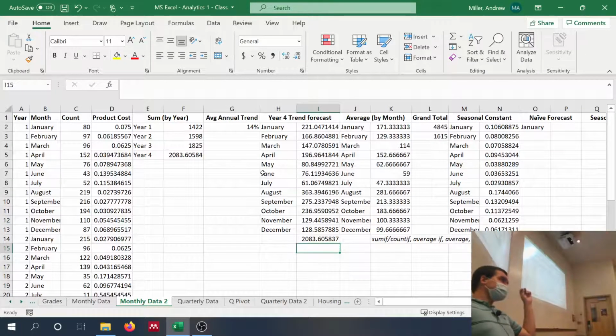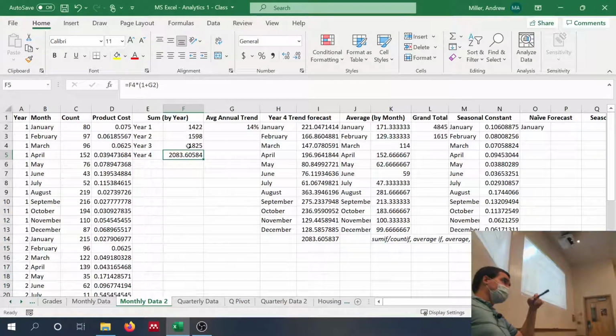Question? So for year 4, what we're doing is we're taking year 3, the most recent year, and multiplying by 1 plus the average annual trend. Does that make sense? Because we're saying we're increasing 14% a year, therefore we take the previous year and multiply it by 114%. Any other questions?